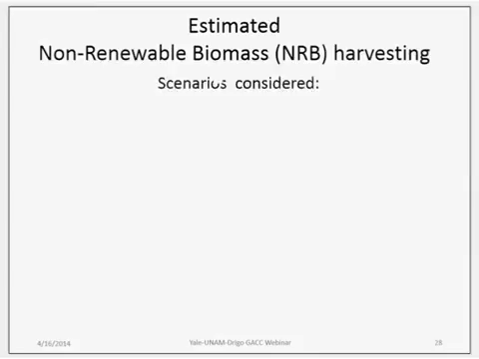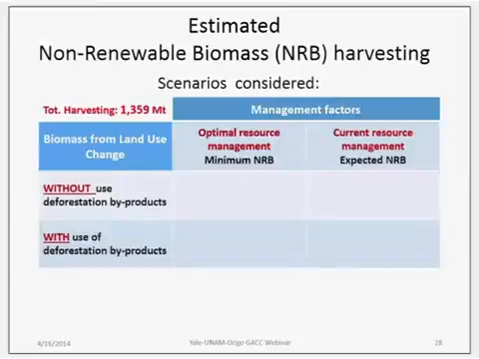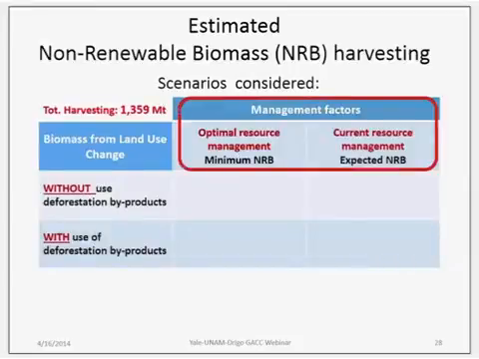biomass harvesting, and then we consider scenarios that include, on one hand, the management factors. We have considered two management conditions. One, the one on the left, the optimal resource management, which produces the minimum non-renewable fraction, assumes that the resources are managed rationally. Rationally does not mean in a sustainable way, but it means that we are not wasting resources, but we are using the resources to optimize the renewable potential. It is, of course, a virtual condition, but it's important because it sets an important reference.